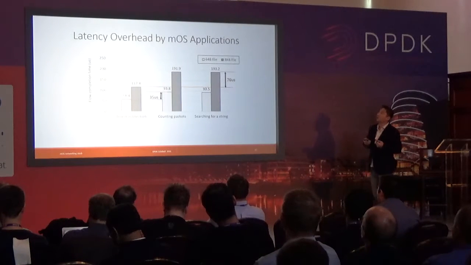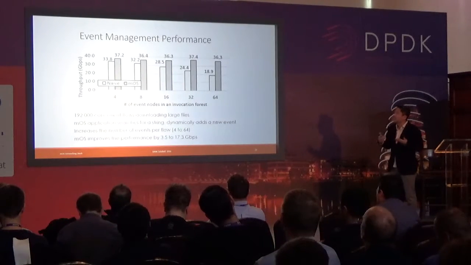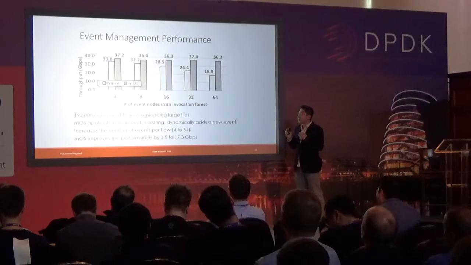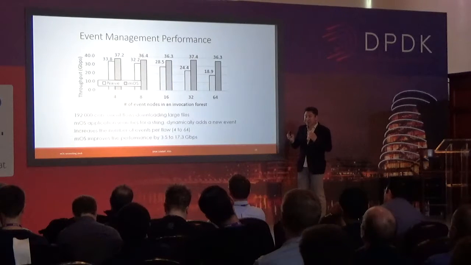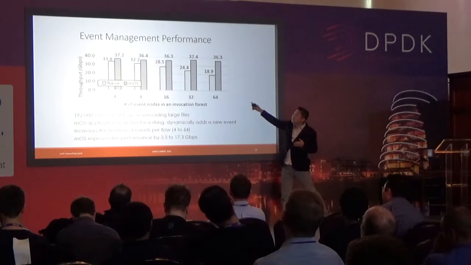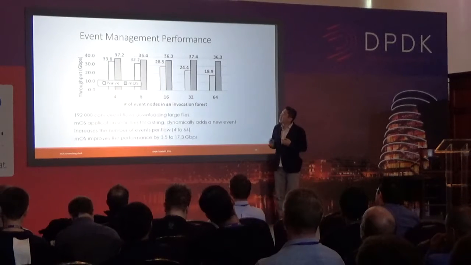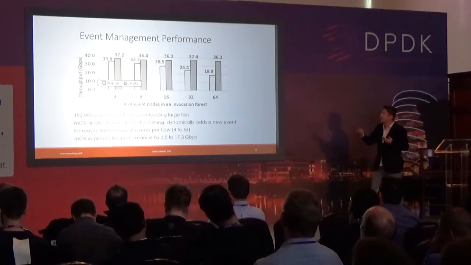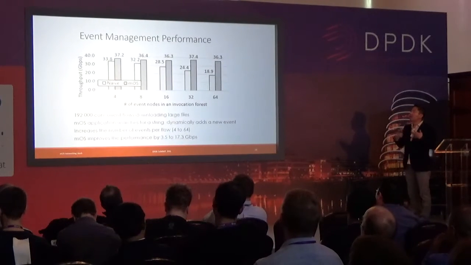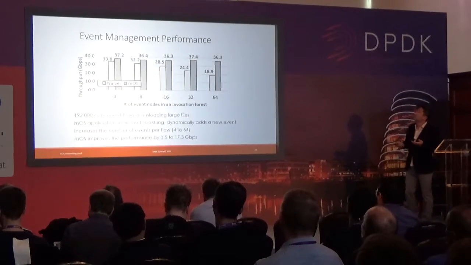So, but the overhead is not that big. This shows the scalability of event management. Same setup, and then if MOS application finds some string, it dynamically adds a new event. Naive means that you actually create a new copy. So at high speed, it degrades performance a lot, and then MOS actually provides similar performance throughout the number of different event nodes, about 36 gigabits per second.